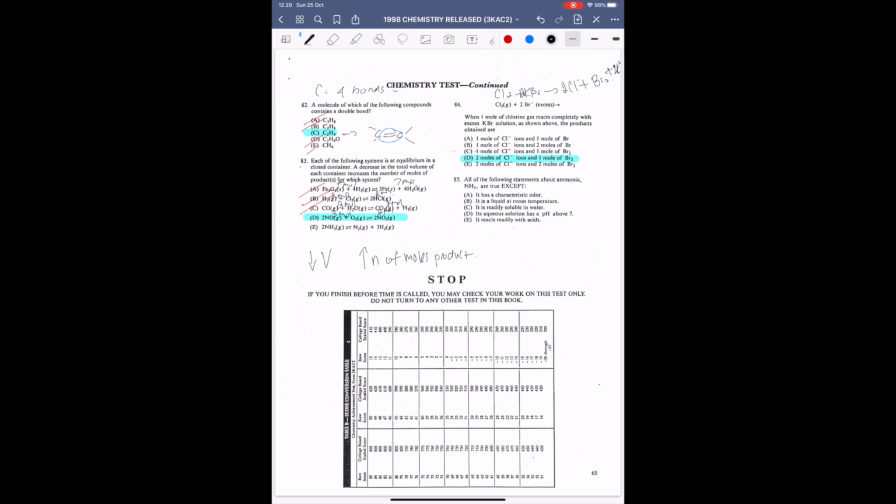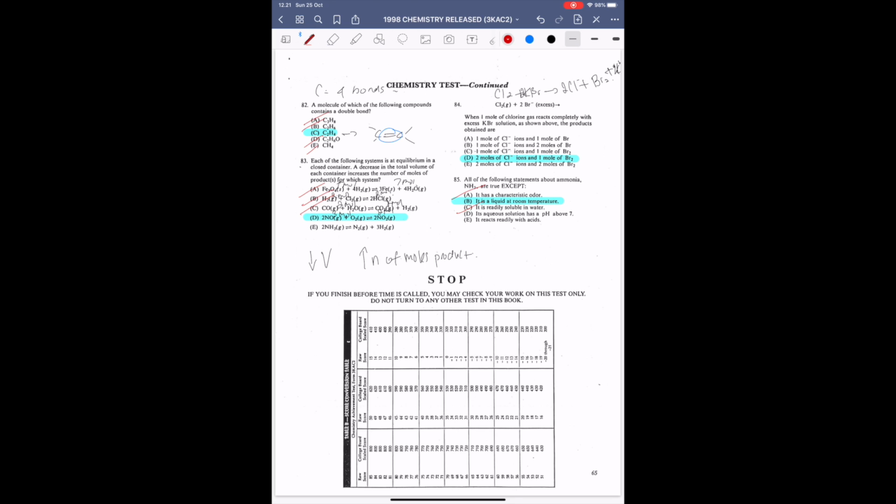85. All of the following statements about ammonia, NH3, are true except... So ammonia does have a characteristic odor, so A is not correct. It's a liquid at room temperature. Actually, it's a gas at room temperature, but let's keep reading. I'm guessing B is the answer. C, it is very soluble in water. Yes, ammonia is very soluble in water, and that's why you can't collect it over water.